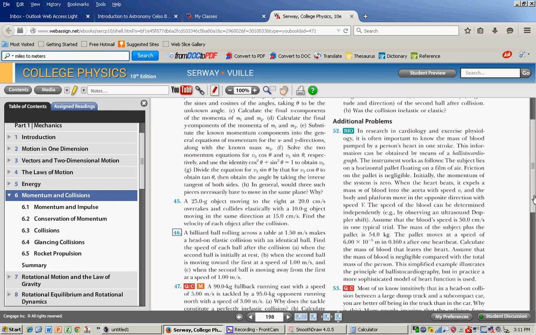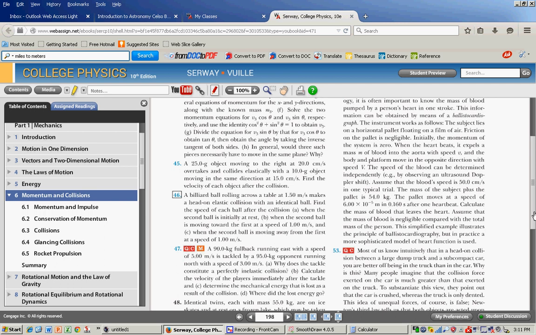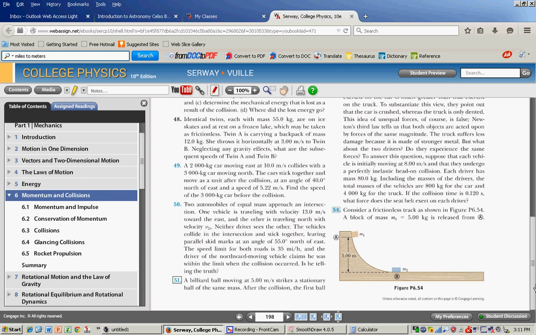Take a look at problem number 45. The problem number 45 is one in which you have a billiard ball that rolls across the table and approaches... What? Wait a second. What is my problem?